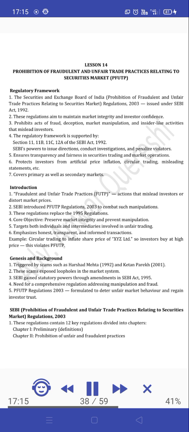Example, circular trading to inflate share price of XYZ Limited, so investors buy at high price. This violates PFUTP.